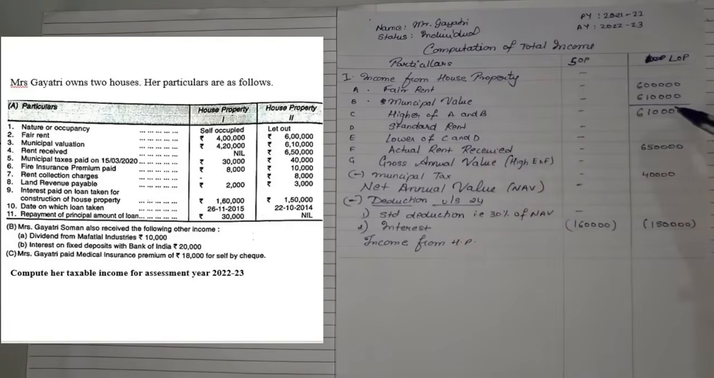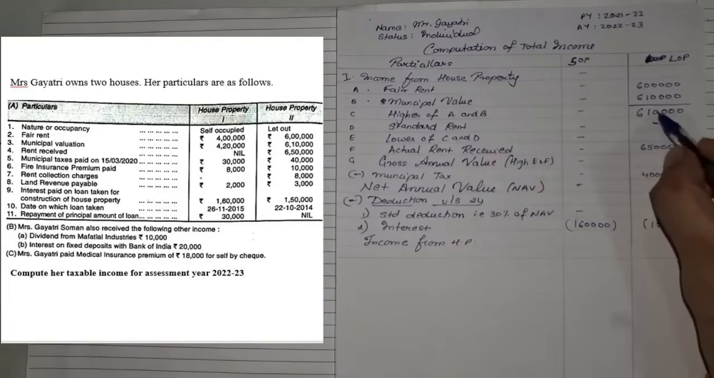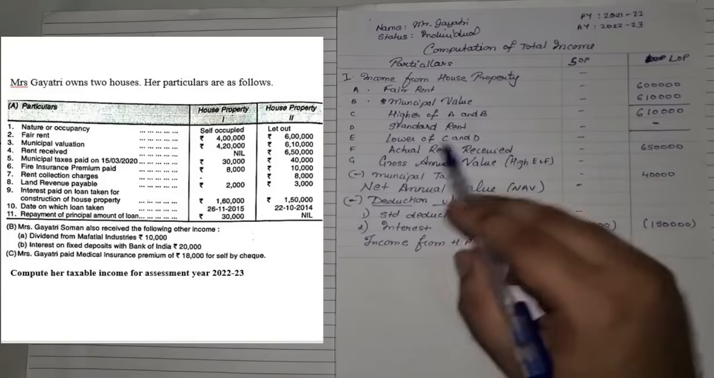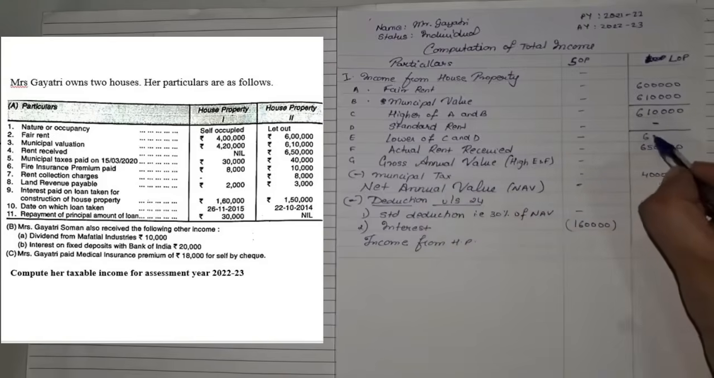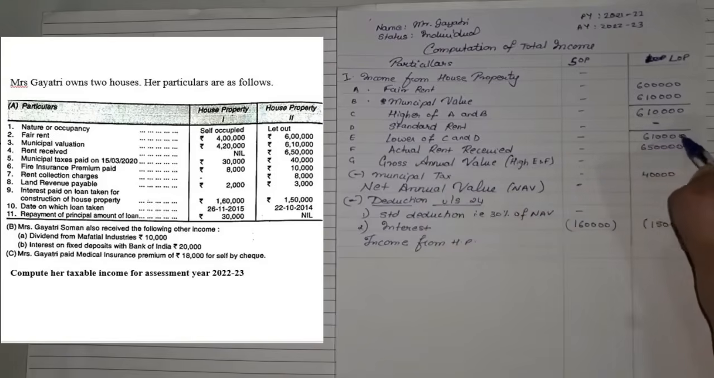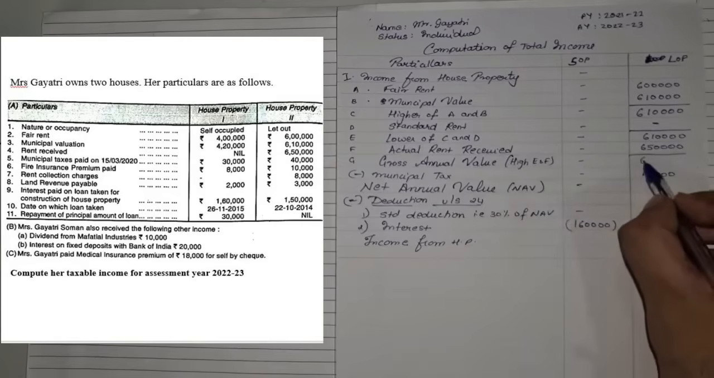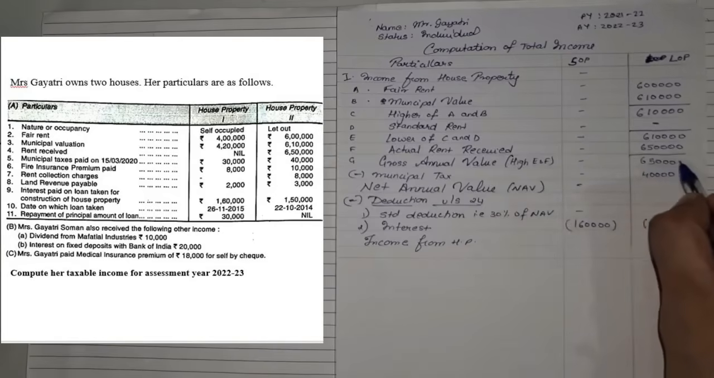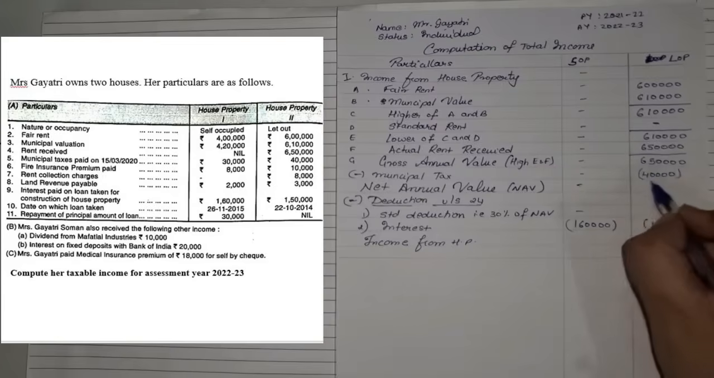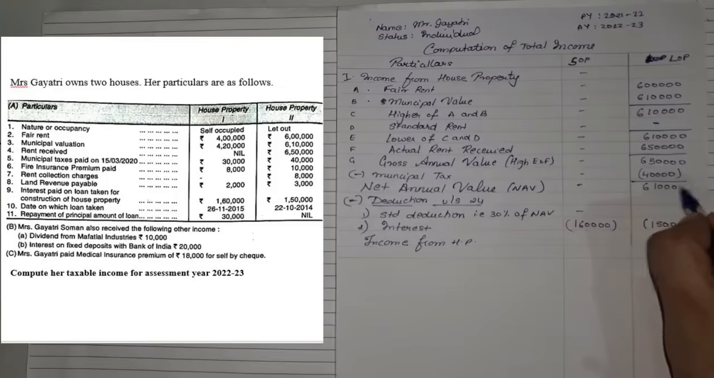So now higher and lower we got, there's no standard rent. So we will get point number E, that is lower of C and D, as 6,10,000. Again 6,10,000 and 6,50,000. Higher of your E and F step is your gross annual value, which is 6,50,000. Now from 6,50,000 you minus municipal tax and you will get your NAV. So it has come to 6,10,000.